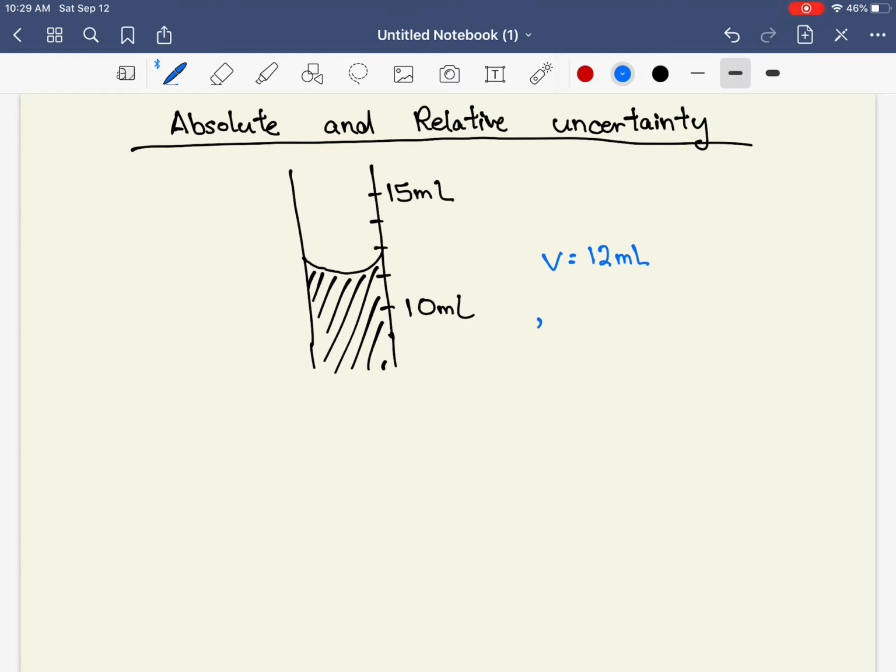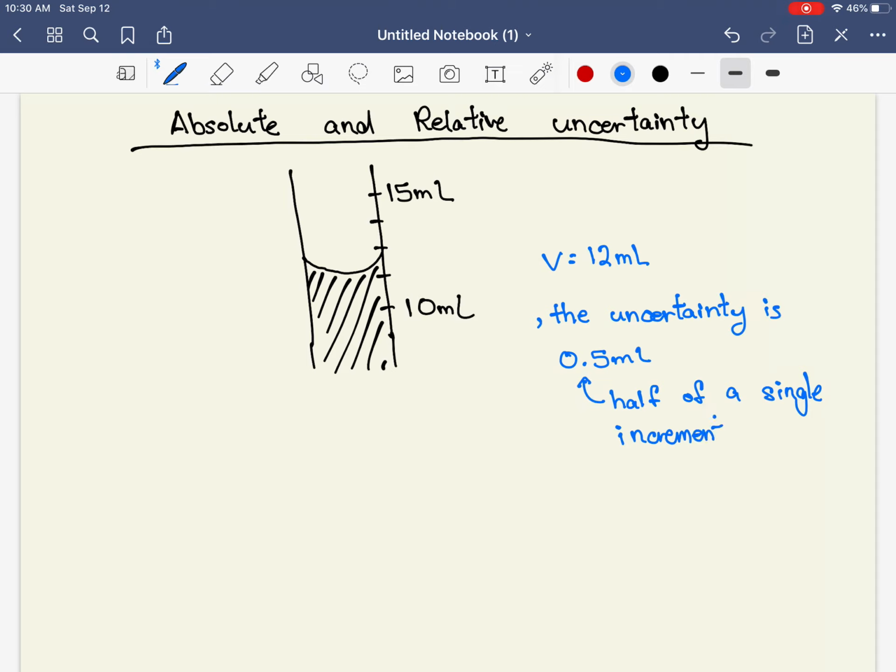Now, for an apparatus that has an incrementation of 1 milliliter, the uncertainty will be half of that. So let's write that down. For this apparatus, the uncertainty is 0.5 milliliter. Why did we choose 0.5? Because that's half of a single increment. The incrementation of this apparatus is going up by 1 milliliter. So if you take half of that, that will be 0.5. If you know what I mean.